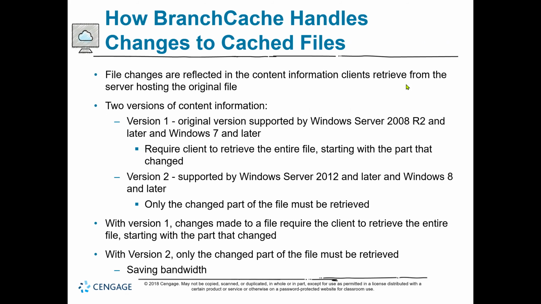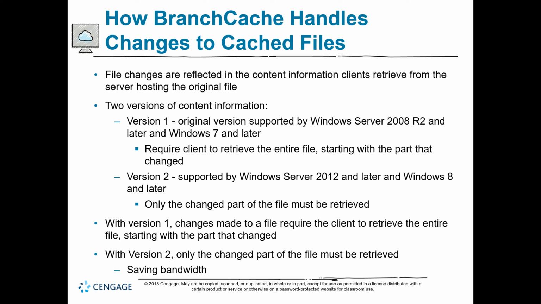Changes: how branch cache handles changes to cached files. File changes are reflected in the content information clients retrieve from the server hosting the original file. Two versions of content information. There's version 1, which is the original version supported by Windows Server 2008 R2 and later, and Windows 7 and later. It requires the client to retrieve the entire file, starting with the part that is changed. Version 2, which is supported by Windows Server 2012 and later, and Windows 8 and later, only the changed part of the file has to be retrieved.